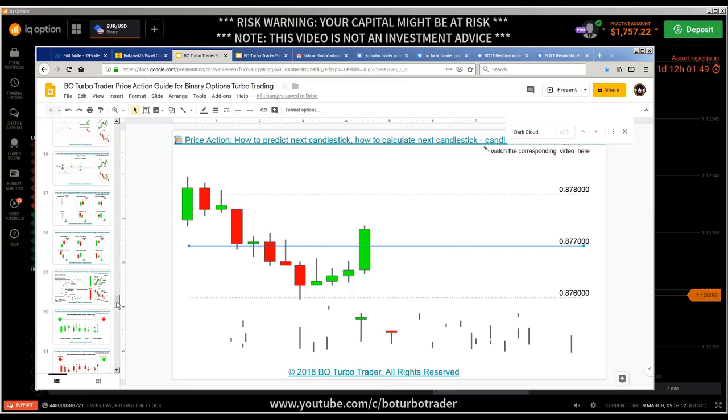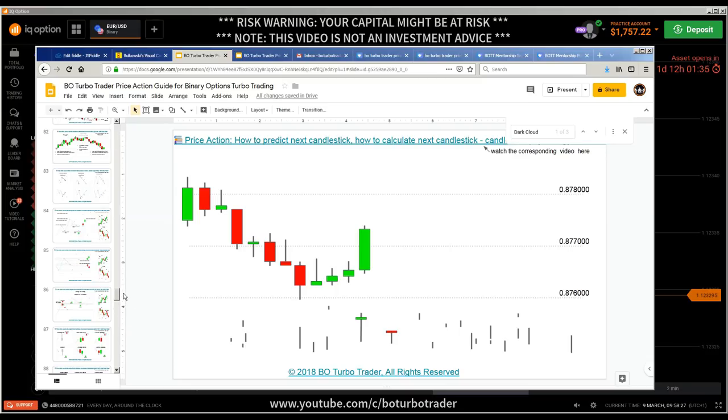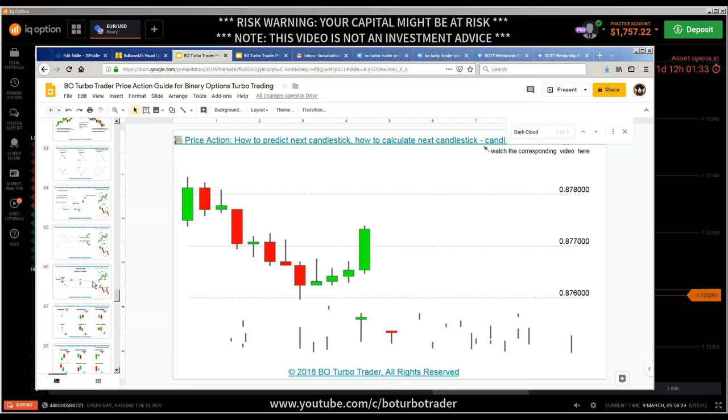I have forgotten to show you here the Morningstar. Here's the Morningstar. Here I had to show you the gravestone doji, and all those kind of stuff. I think you can watch them on your own. But here you have the change of polarity. That is this part here, what I have talked about.